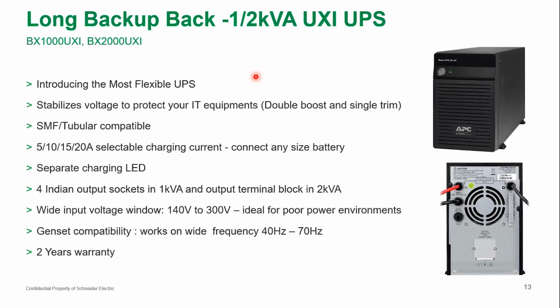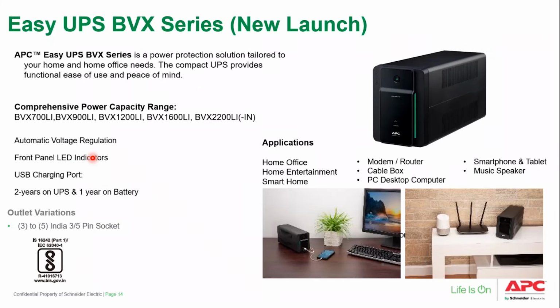Next one is the BX 1000 and BX 2000 UXI. These are the only models in the Back UPS series which are external battery models. They do not have any batteries mounted internally, and they have a much higher charger rating of up to 20 ampere. It means up to 200 Ah of batteries can be connected for very prolonged battery backup requirements. Suppose a customer wants a backup on such a load for 6 to 8 hours, then we can propose these models to the customers. Am I clear? So we are done with the Back UPS.